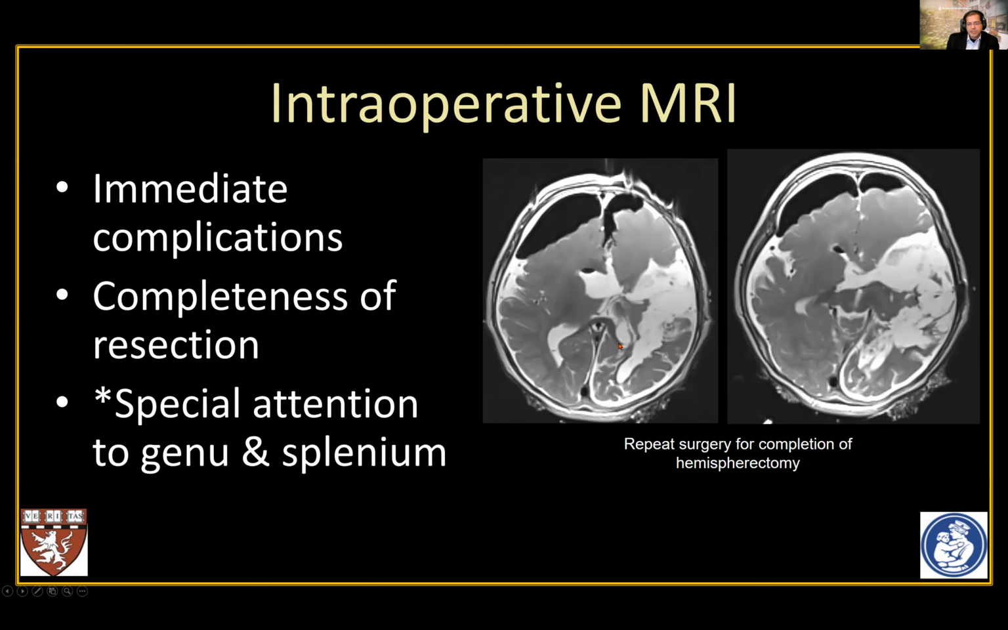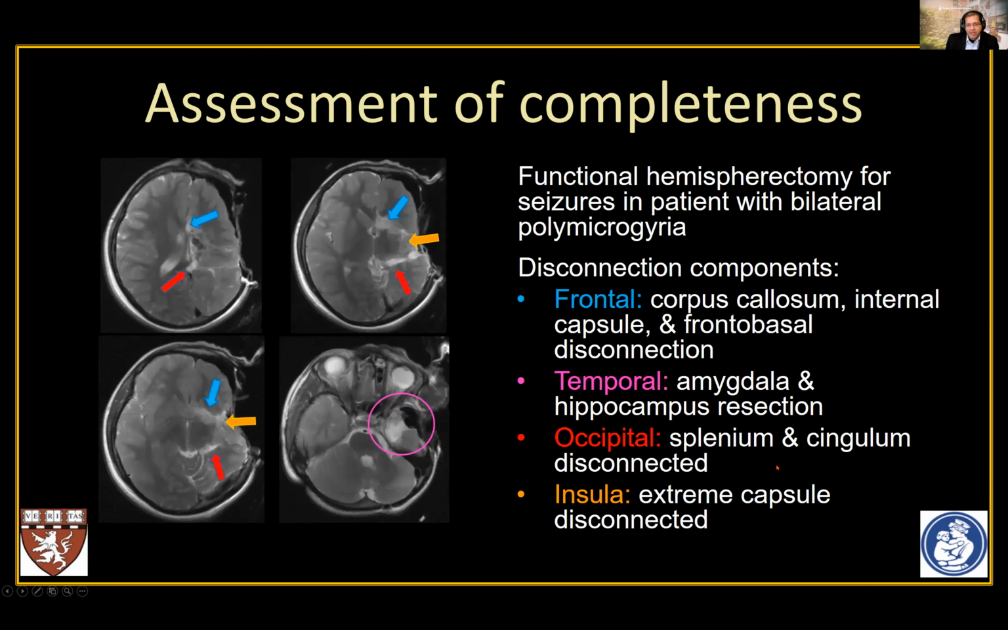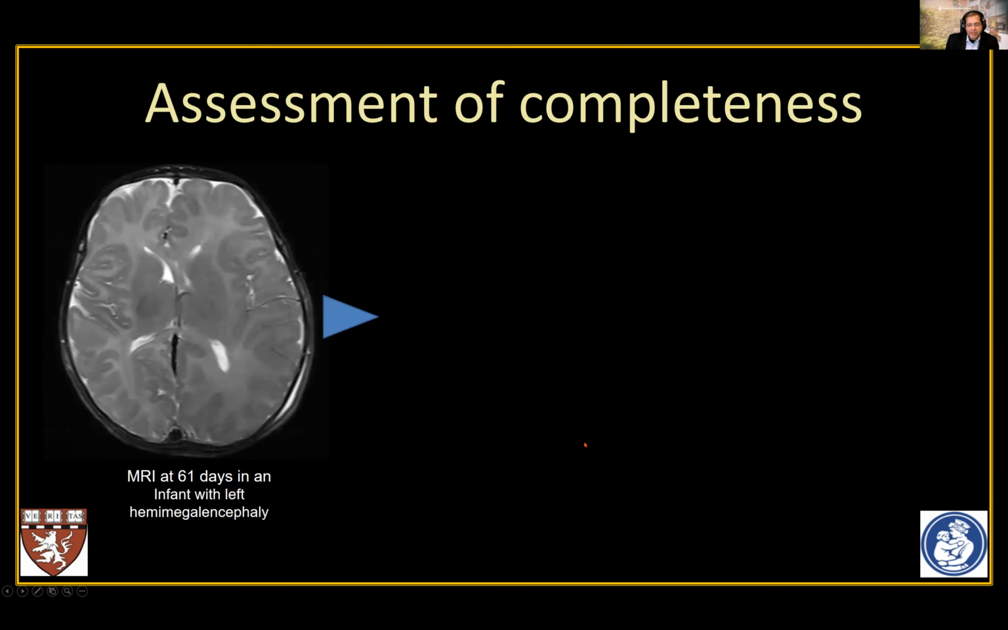Similarly, this is another patient here who had a similar process. On this one, you see both the splenium and the genu are remaining, and so this patient had repeat surgery for completion of hemispherectomy. So for assessment of completeness, you have to look at the frontal areas, the temporal areas with temporal lobectomy, the frontal basal connections, the occipital areas for the cingulum and splenium, and the insular region for the extreme capsule.